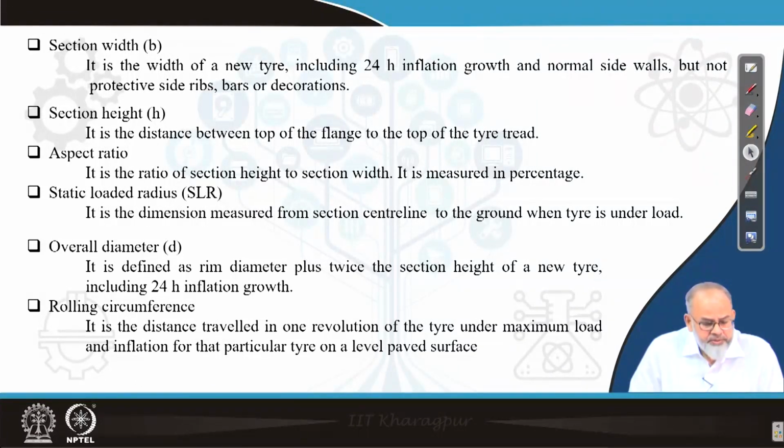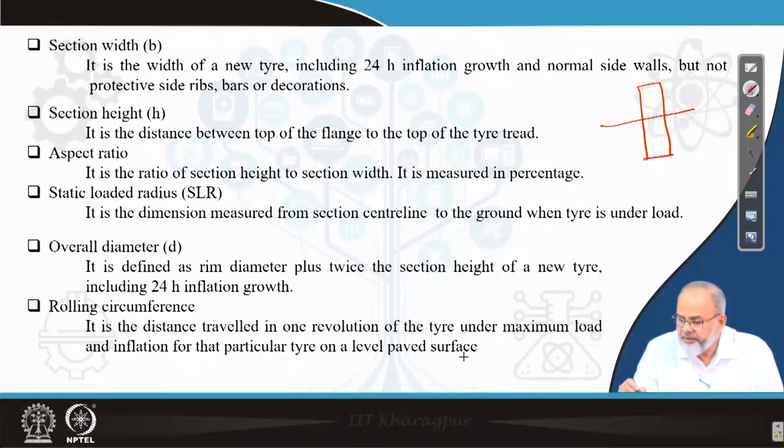Then, as I told, static loaded radius is the dimension measured from the section center line to the ground when the tyre is under load. That means if I draw a tyre here, this is when it is not loaded. Now when I load it, there will be deflection. So this is your reduction in the radius of the tyre. Static loaded radius means from this point to this point. Okay, so this is the static loaded radius.